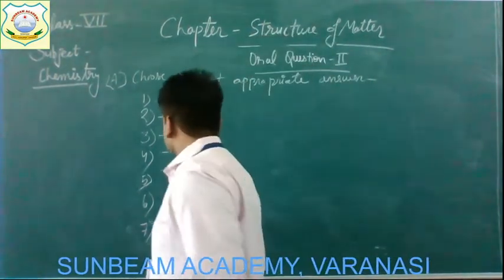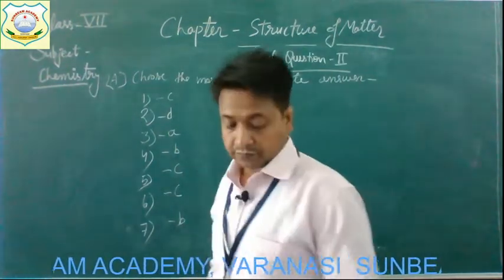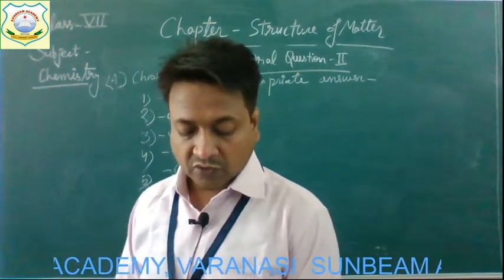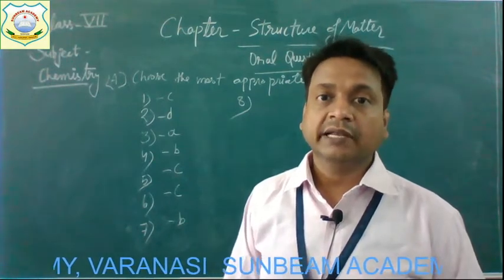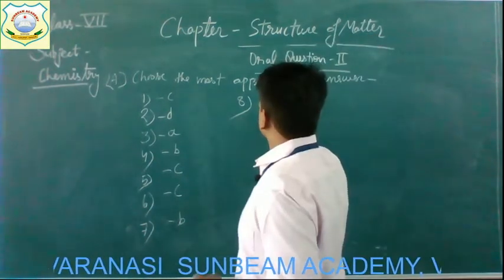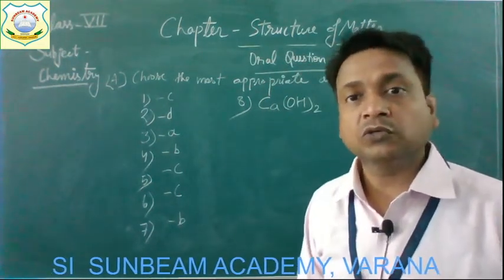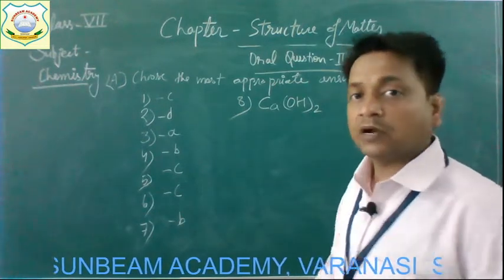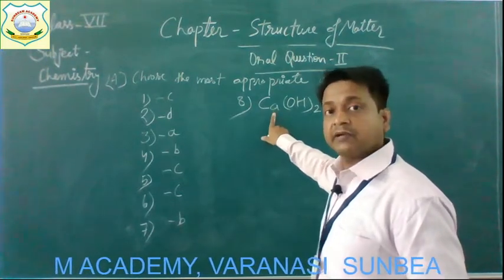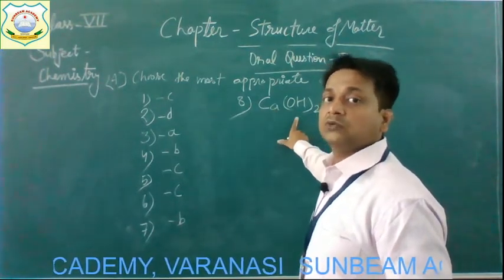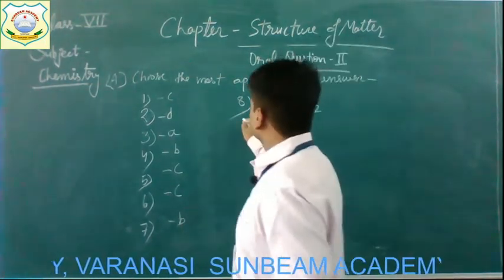Now question number 8. Which of these is the formula for calcium hydroxide? Calcium hydroxide, its formula will be Ca(OH)2. This indicates that one molecule of calcium hydroxide is made up of one atom of calcium and two hydroxide groups.